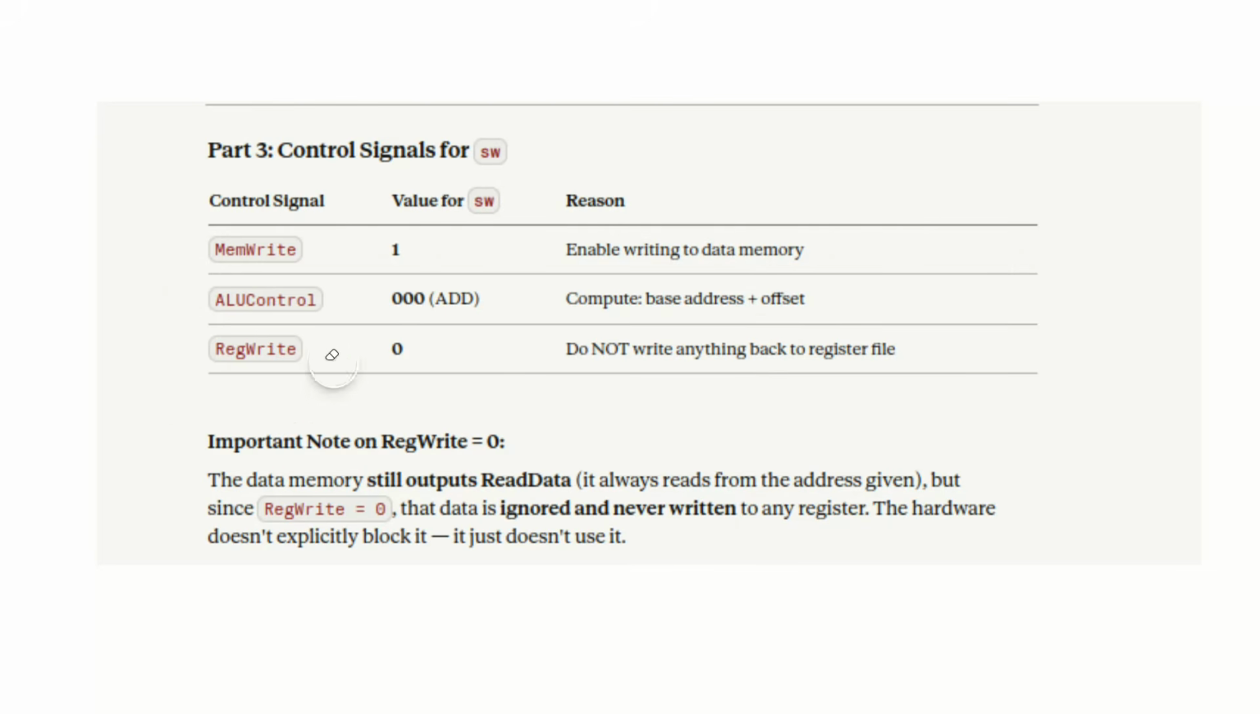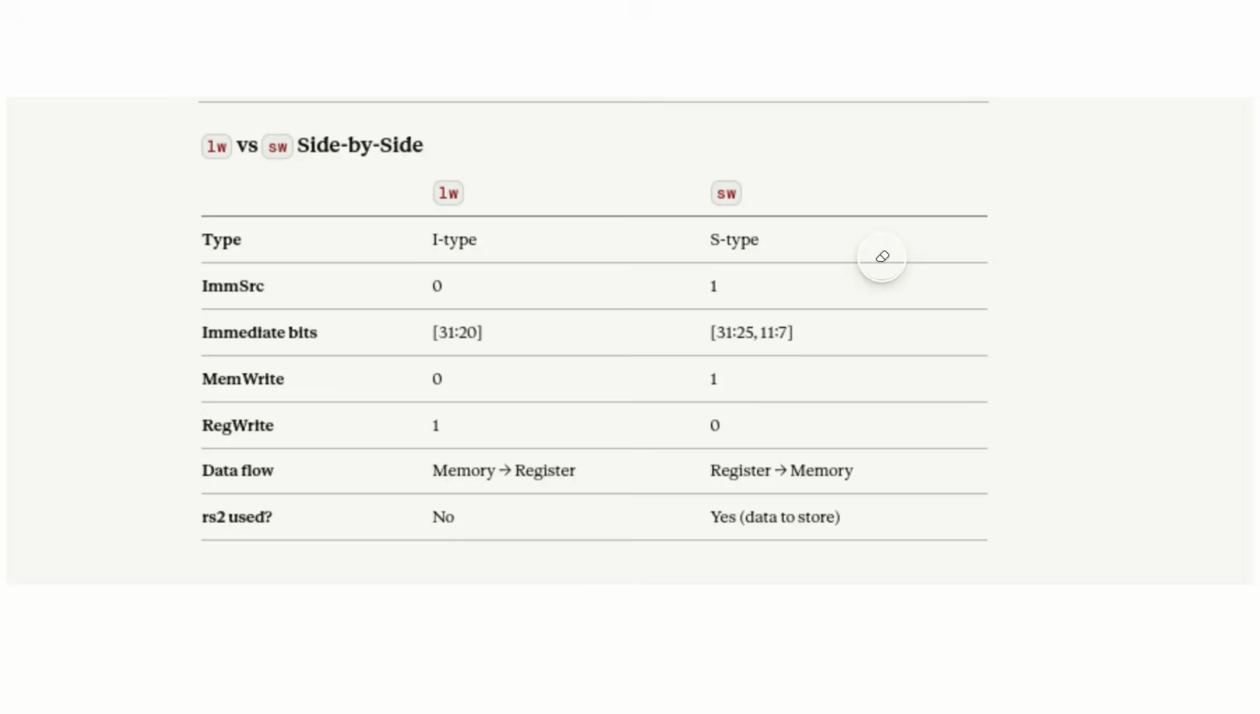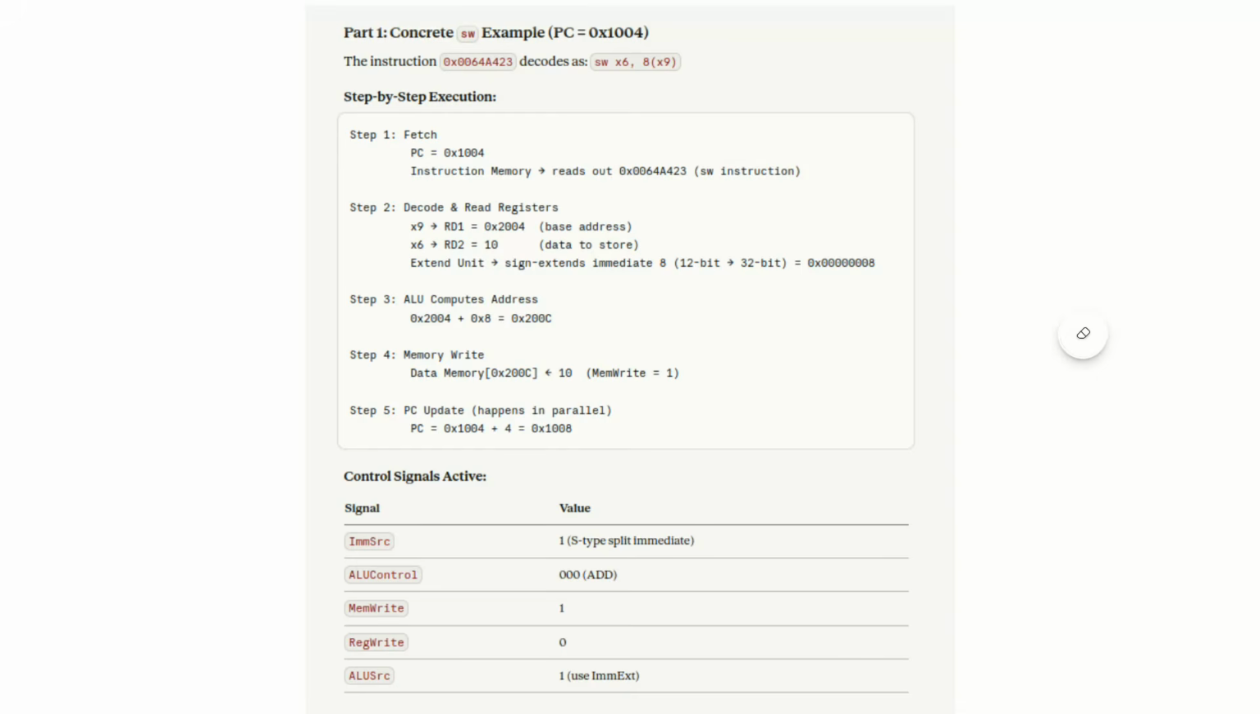Now here there is no reg write, only mem write is there. We are writing into the memory, we are not writing into the register. So these are the differences. In load type, you write the value from memory into the register, but in store you write the register value into the memory. So here in load there is no mem write but there is reg write, and here in store there is mem write but no reg write. This is the important thing that you have to understand.